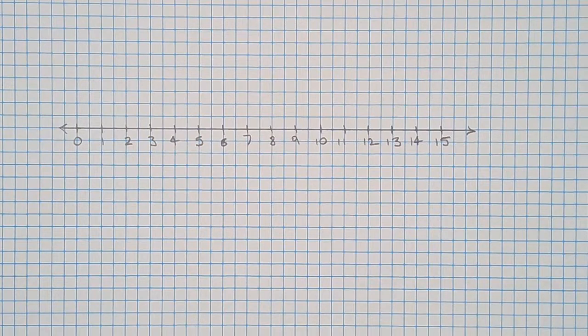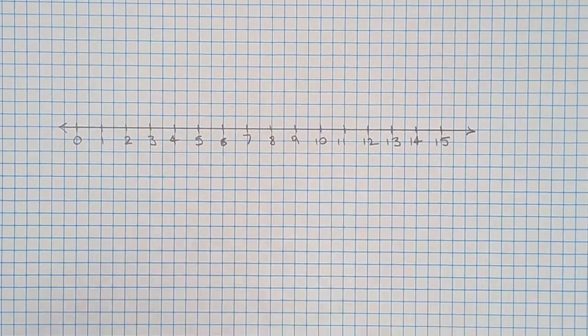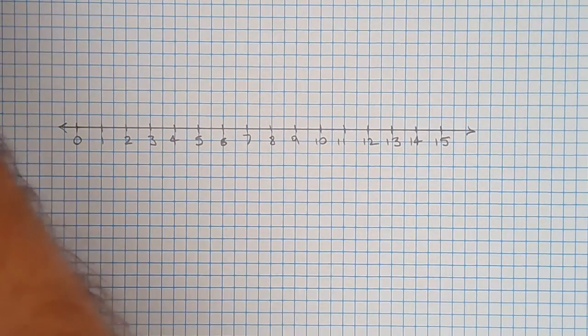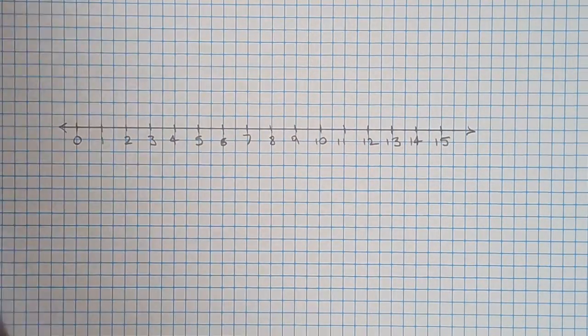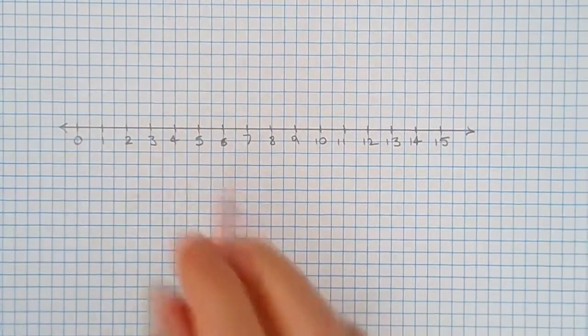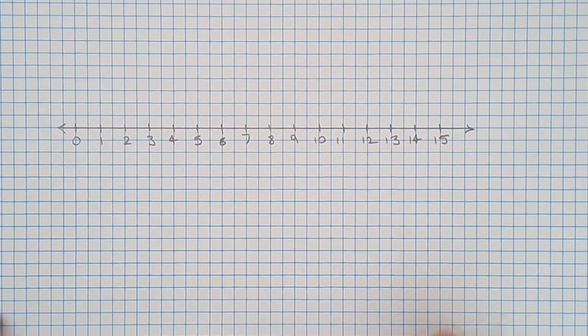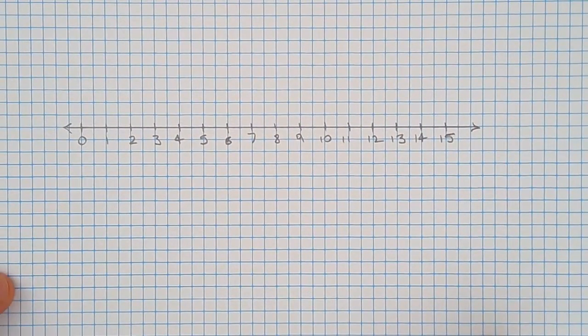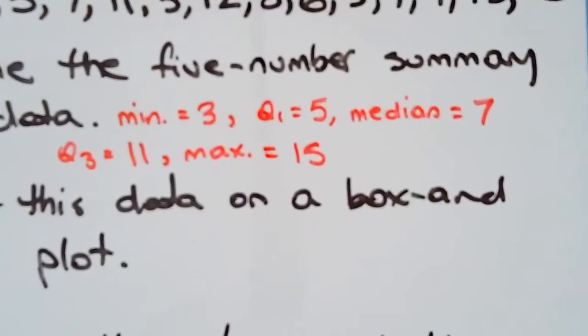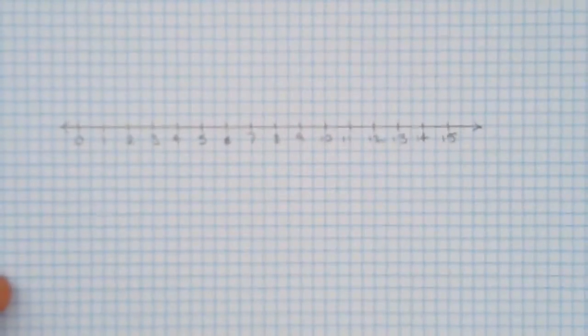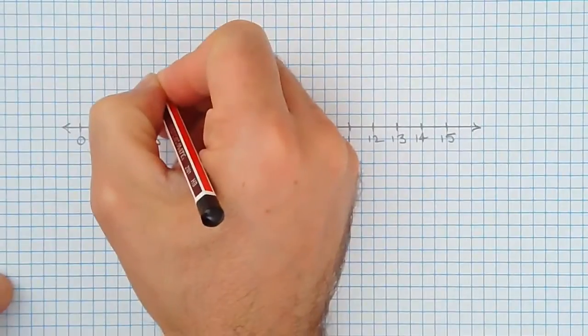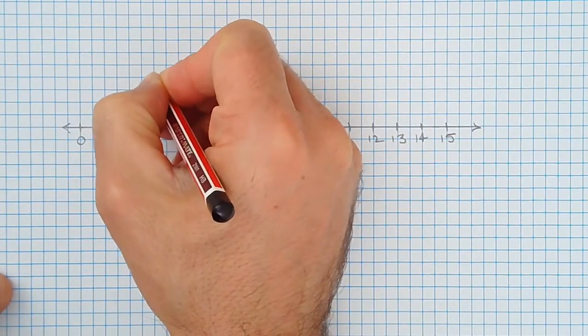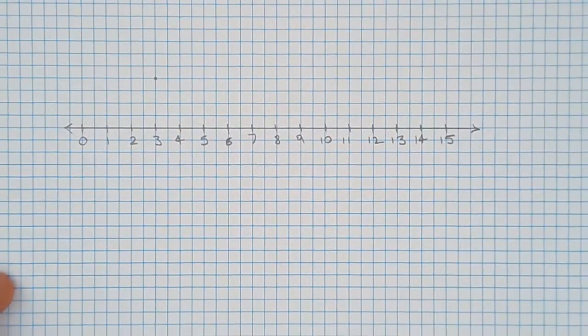Now we can locate the 5-number summary on this scale. Just to make it a bit clearer, I'll do it in pencil still. I did say I was going to do this in pencil. Hopefully it can be seen on the camera. The minimum score was 3, so I'll locate the 3 and put a small dot there for the 3.